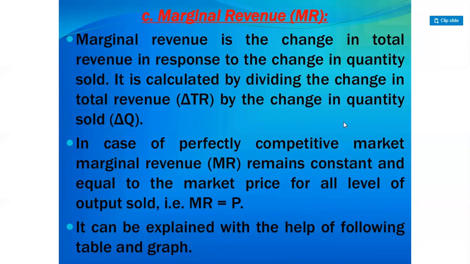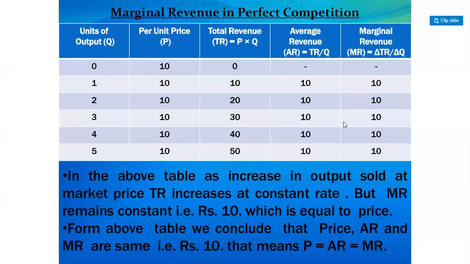This means MR equals price; here MR is the same as the price and the same as the AR, of course. It can be explained with the help of the following table and graph. Table: output 0, 1, 2, 3, 4, 5; price 10, 10, 10; total revenue 10, 20, 30, 40, 50. To find the average revenue, we divide total revenue by output or quantity, so we get 10, 10, 10 every time.